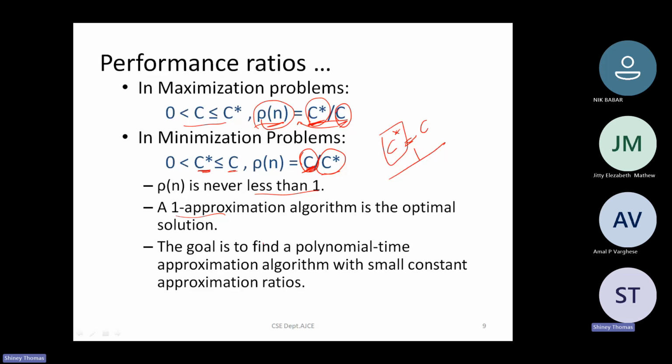So the goal is to find a polynomial time approximation algorithm with a small constant approximation ratio. The smaller the constant rho of n, the better your algorithm is, because 7 times the optimal solution is much better than 100 times the optimal solution, which is a large difference. So a ratio of rho of n for the approximation algorithm, did you get an idea?